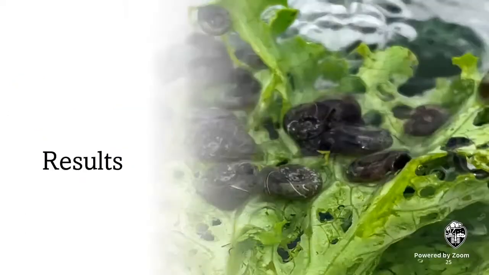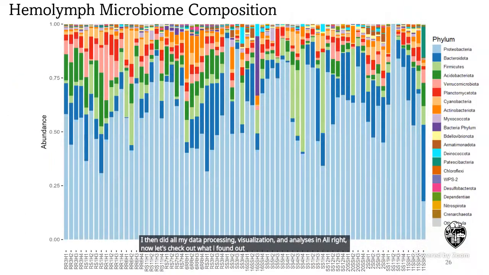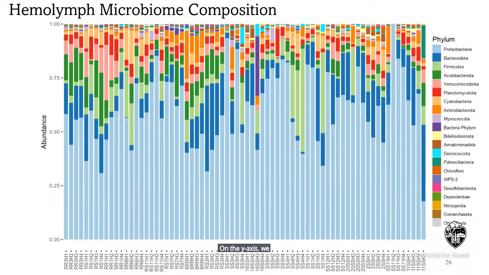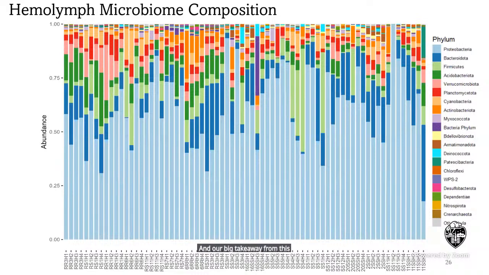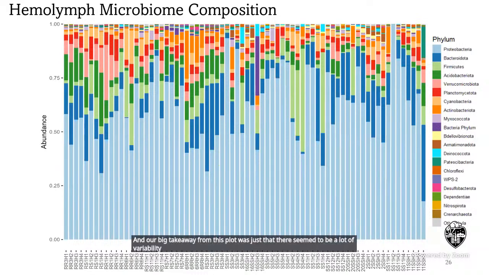All right, now let's check out what I found. To take a first look at our microbiome compositions, I created these composition bar plots. So here I have all of the hemolymph samples shown. Each bar represents an individual snail's microbiome makeup, and then the inbred line that snail belongs to is plotted on the bottom. On the y-axis, we have the abundance of those bacterial taxa at the phylum level. And our big takeaway from this plot was just that there seemed to be a lot of variability across the snail individuals in terms of their microbial makeup.